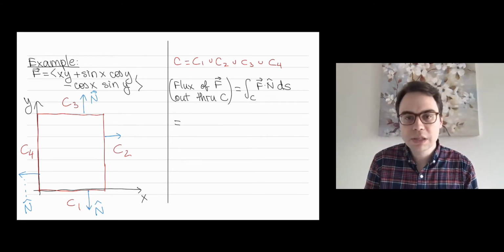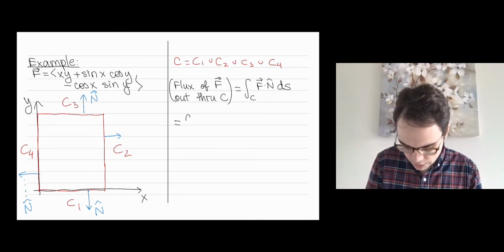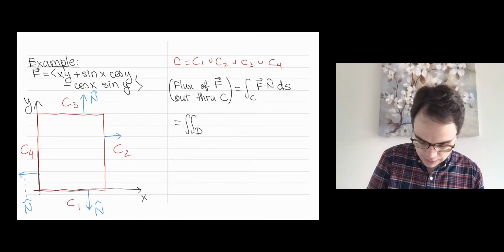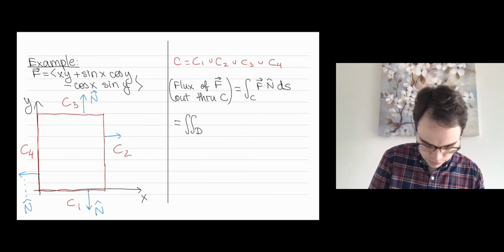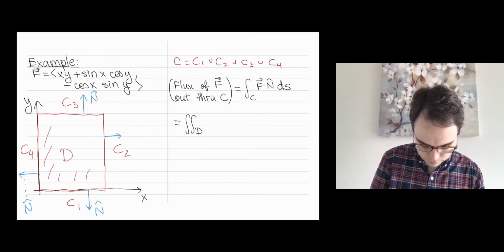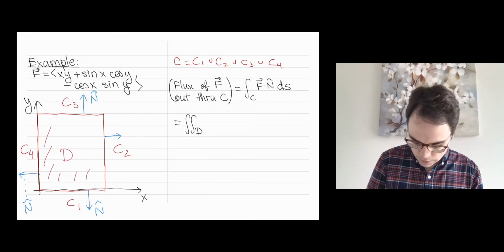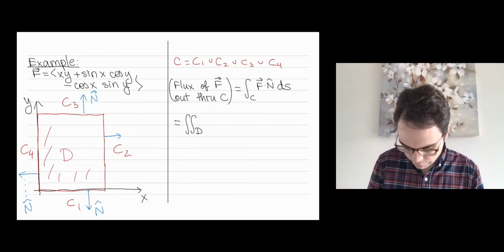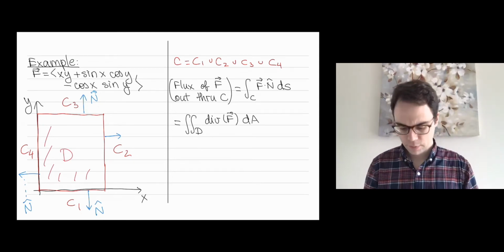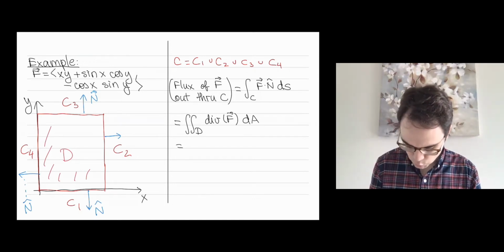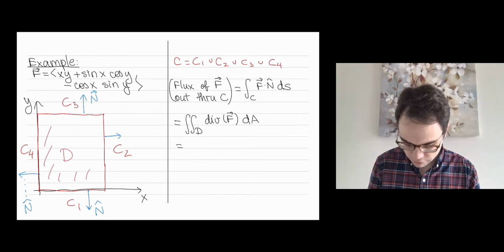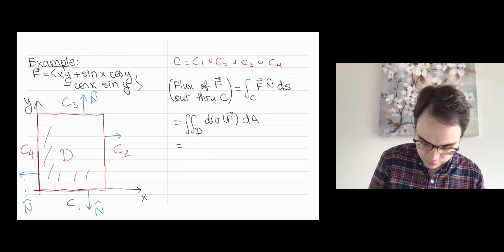According to Green's theorem, this single integral I can compute as the double integral on the region inside the curve, here's the region inside the curve, of the divergence of our vector field multiplied by dA. So this is the normal version of Green's theorem. Now let's see. So what's the divergence of this vector field?